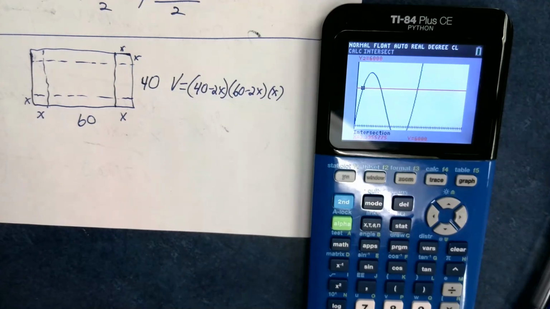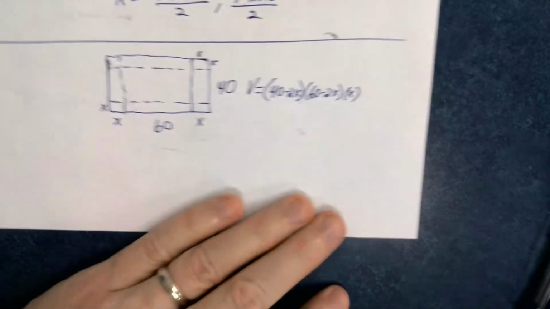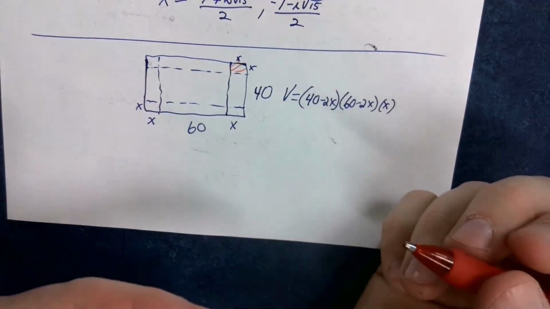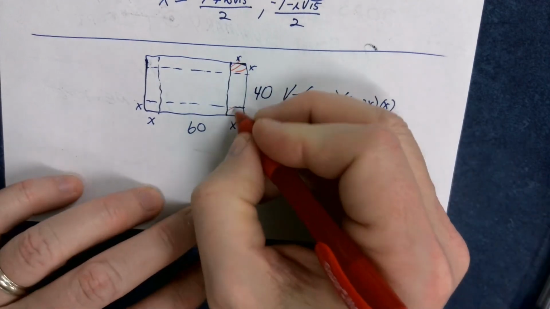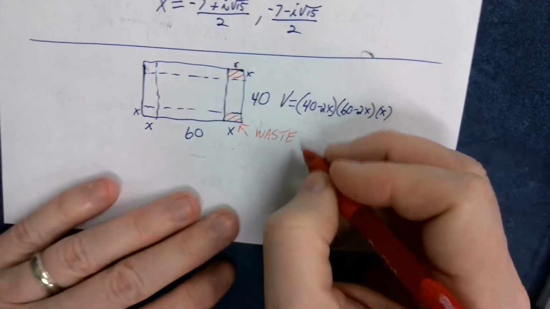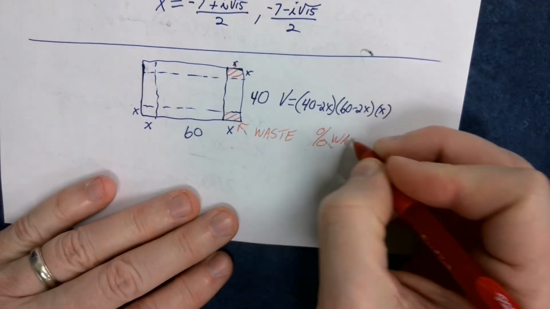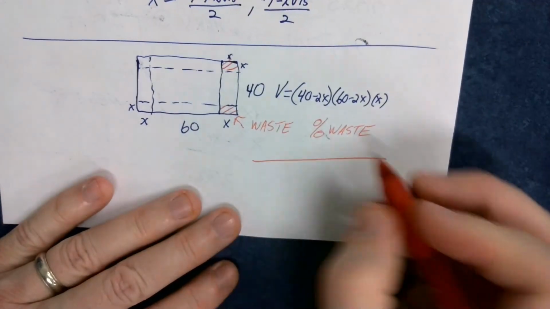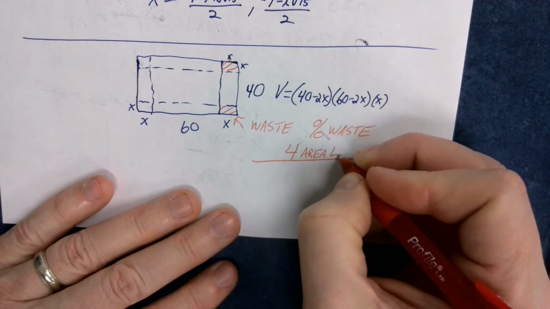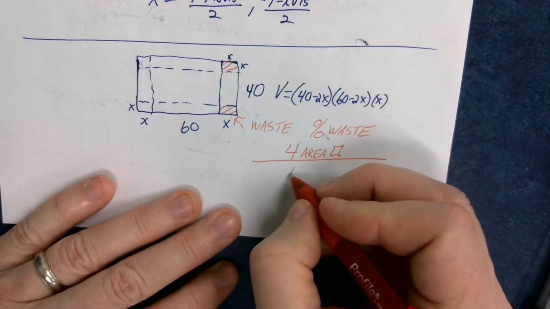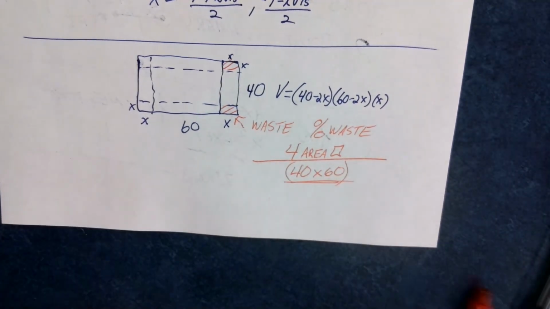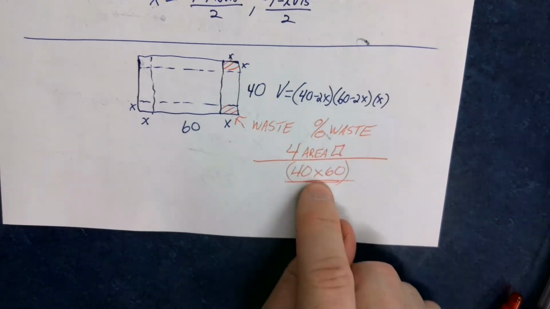Now, on each one of these things, we talked about also that these sections right here are ones that we're going to throw out when we fold this box up. So the stuff in the red would be considered the waste. And if I wanted to find out percentage waste, that would be 4 times the area of one of those squares divided by 40 by 60 in parentheses, right? Or the area of the whole thing. So area of the waste divided by area of the entire thing.